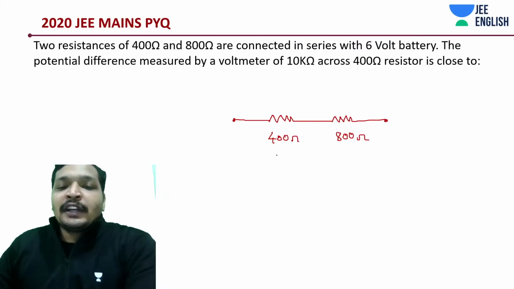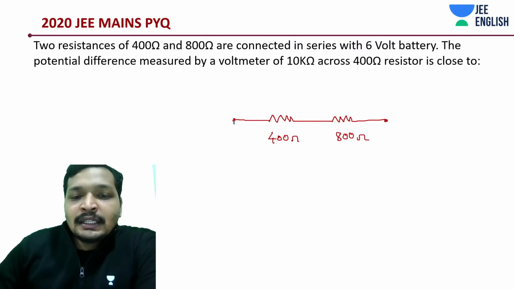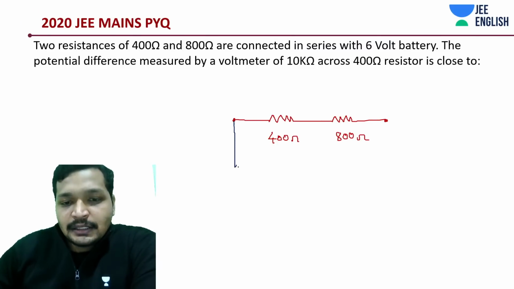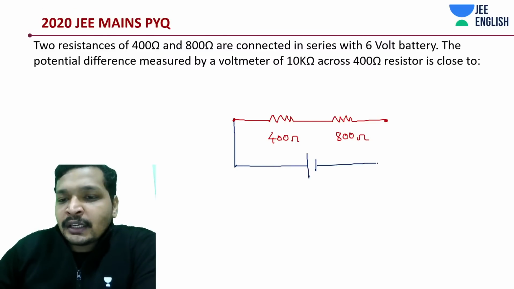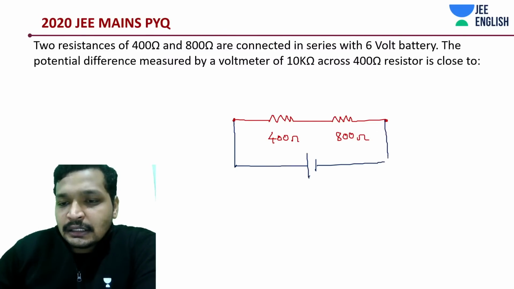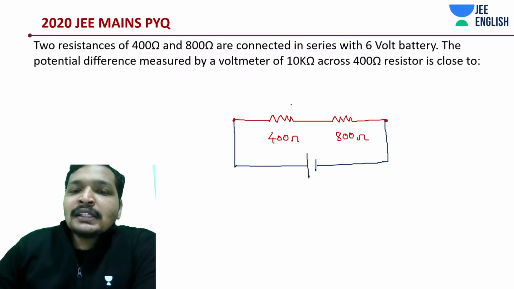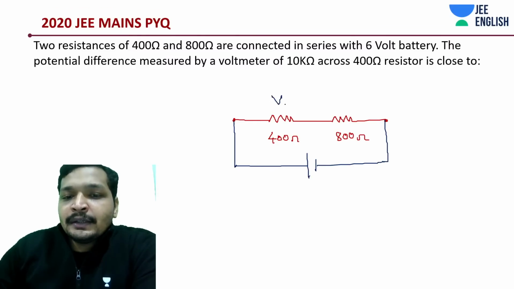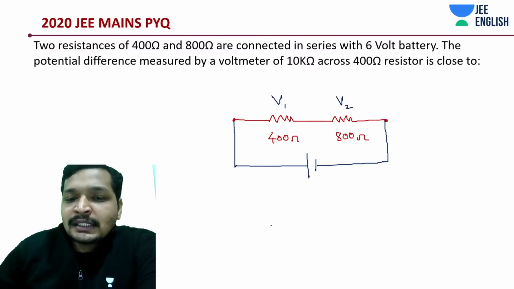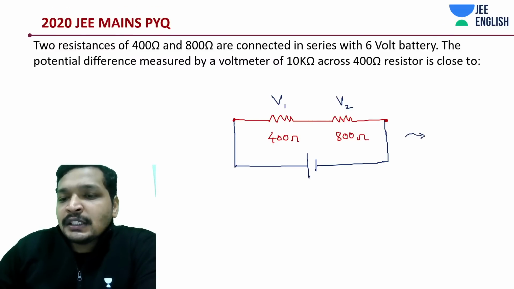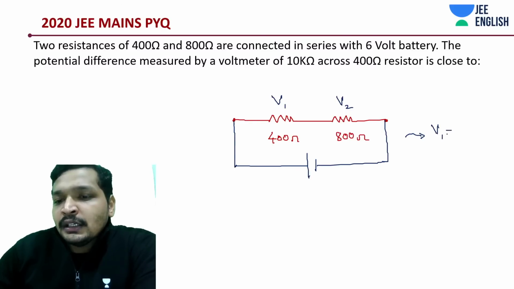So first of all, let me come to this point. Let's say you have a system like this. You're connecting a battery. So this is 400 and 800 in series, right? This is correct. So what is the potential drop across 400? The initial potential drop across 400. In this case, how do we calculate V1? V1 is going to be, if this is V, this is 6 volts, we know that. This battery is 6 volts.